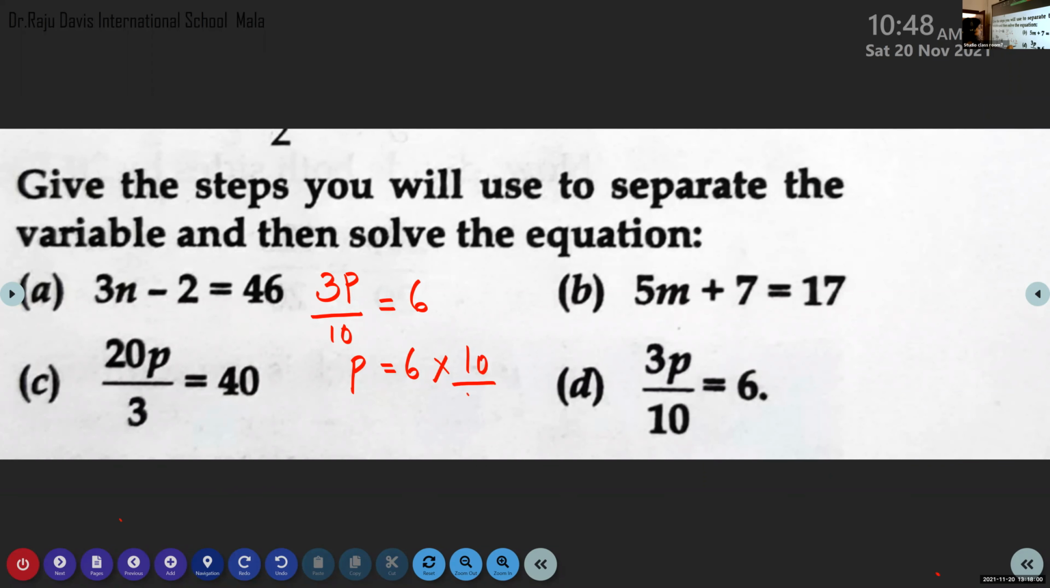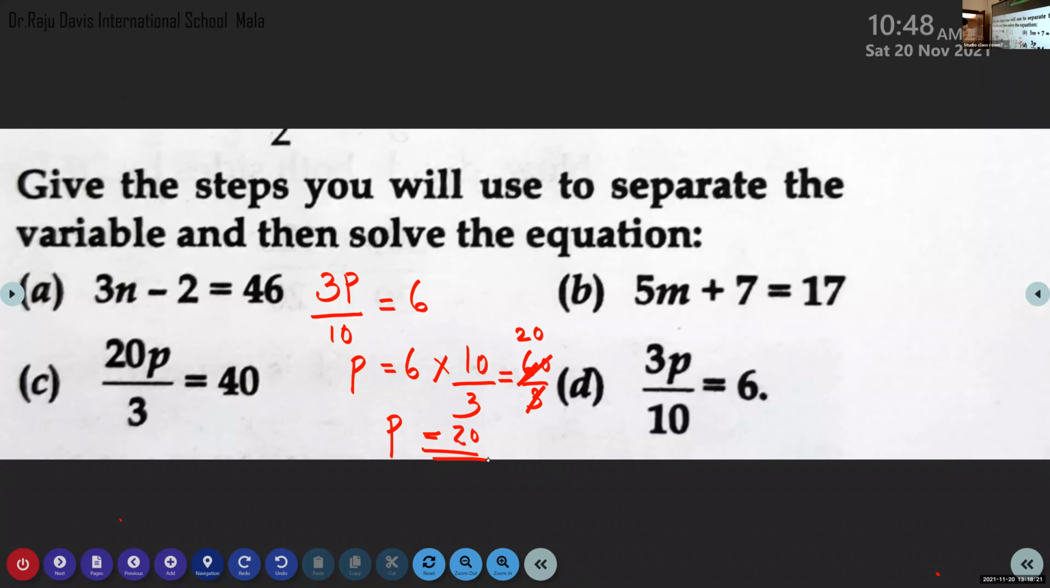10 by 3. Okay. So what? 6 into 10? 60 by 3. What is the answer? 20. 6 into 2, 3 into 2, 6. Then 3 into 0, 0. So P is equal to 20. You got the answer. Yes.